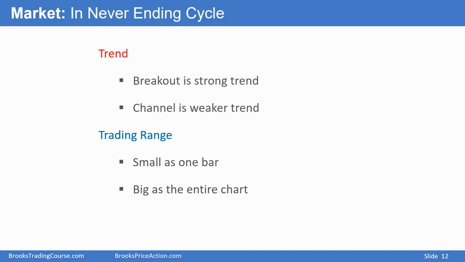Once a trading range reaches 20 bars or more, the probability of a bull breakout is about the same as for a bear breakout. So the market cycle is this. It trends and enters a trading range, and then the trading range breaks out in either direction, and then you get another trend, and the process just continues to repeat.